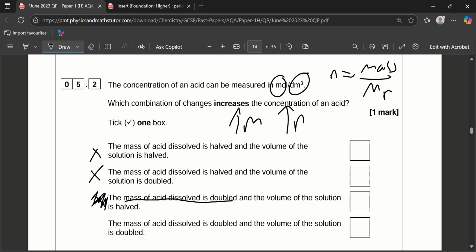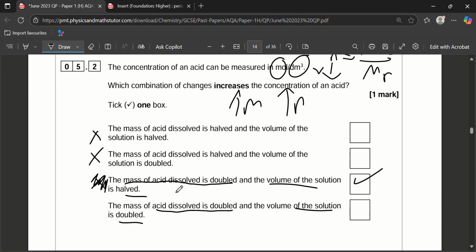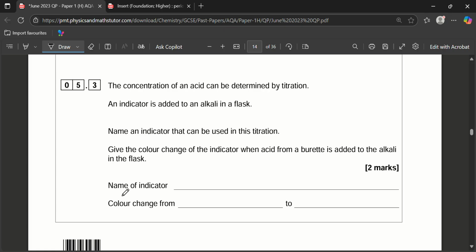Wait, did I read that wrong? Mass of acid dissolved is doubled. Yes, the mass goes up, we need that, and the volume of the solution is half. Oh yeah, we needed that too, because we said volume should go down. So yeah, it's going to be the third one, but I might be messing up, so I'm going to read the last one, see what it says. Mass of acid is also doubled. Yep, we need that. Volume of solution doubled. No, we don't need that. We need a smaller volume. So it's going to be the third box actually. Double the mass, half the volume.